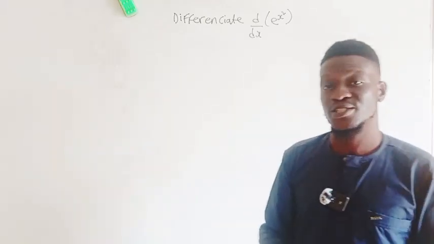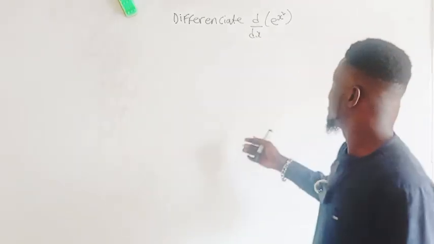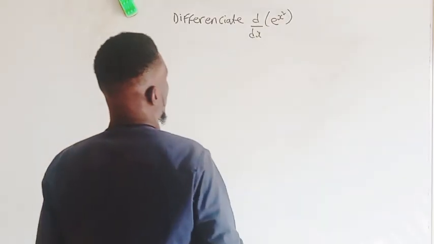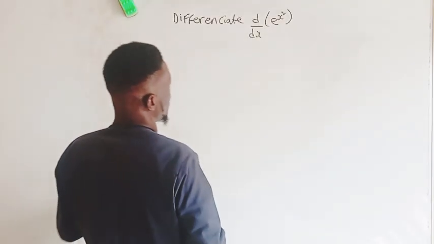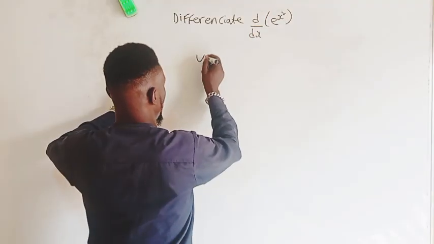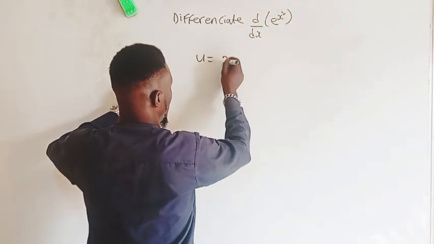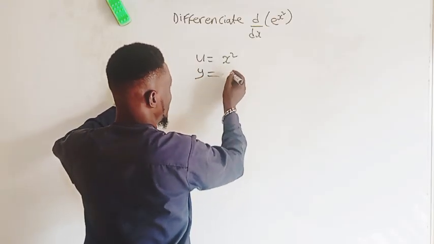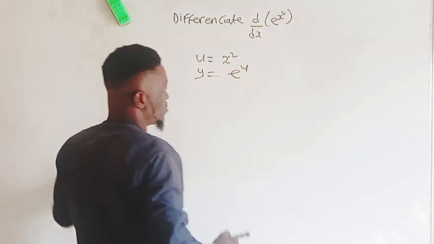So using the chain rule, let's differentiate e raised to the power s raised to the power 2. First of all, since we are using the chain rule, we know that our exponent will be u, which is s raised to the power 2. So y will be equal to e raised to the power u.